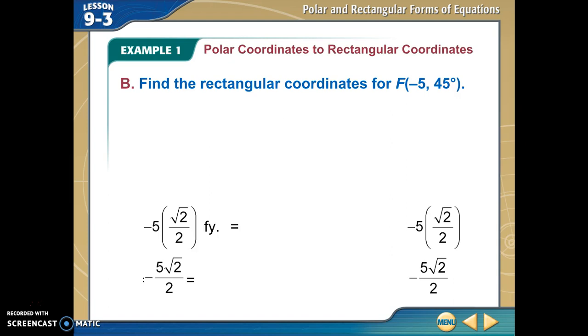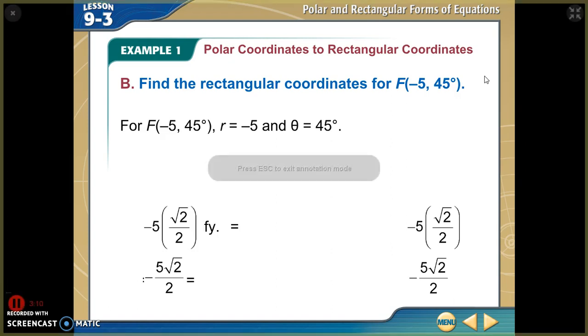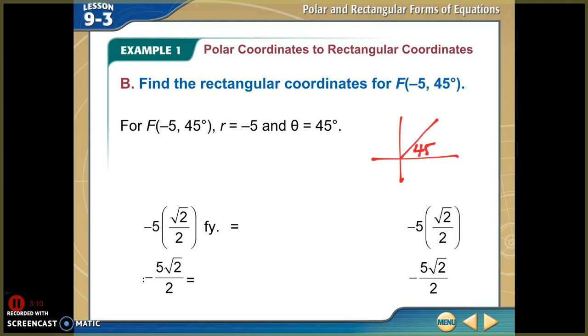All right, same idea here. I have a -5 and I have 45 degrees. If we're thinking about it as a picture, I need to be careful. If I was to graph this, I have a distance of 5 and 45 degrees is that rotation. Since it's a -5, my 5 is over here, and my angle of 45 degrees is right here.